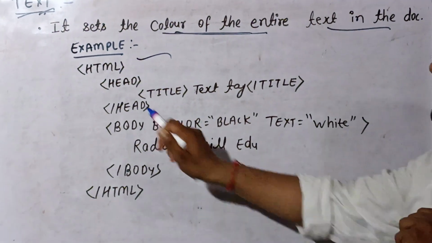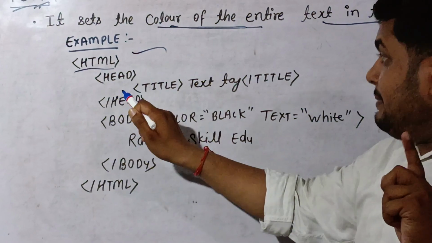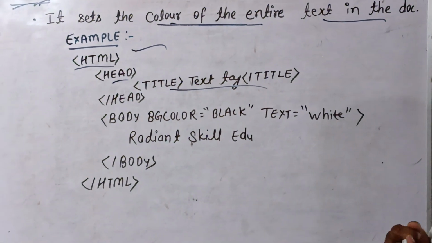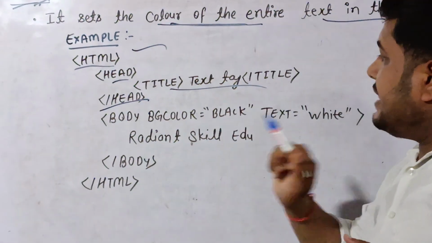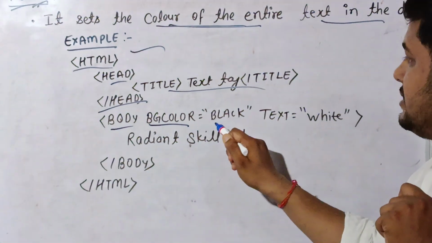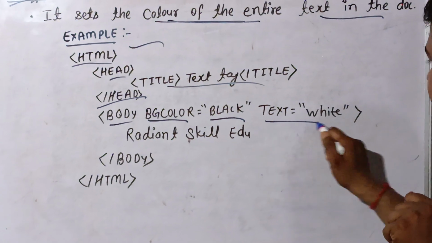Here is the example. Firstly, we start the HTML code. First we write the HTML, then we write the head tag, and then put the title inside the title tag. And here we close the head tag. In the body section, we define bgcolor. It sets the background color of our web page, and the text is white.